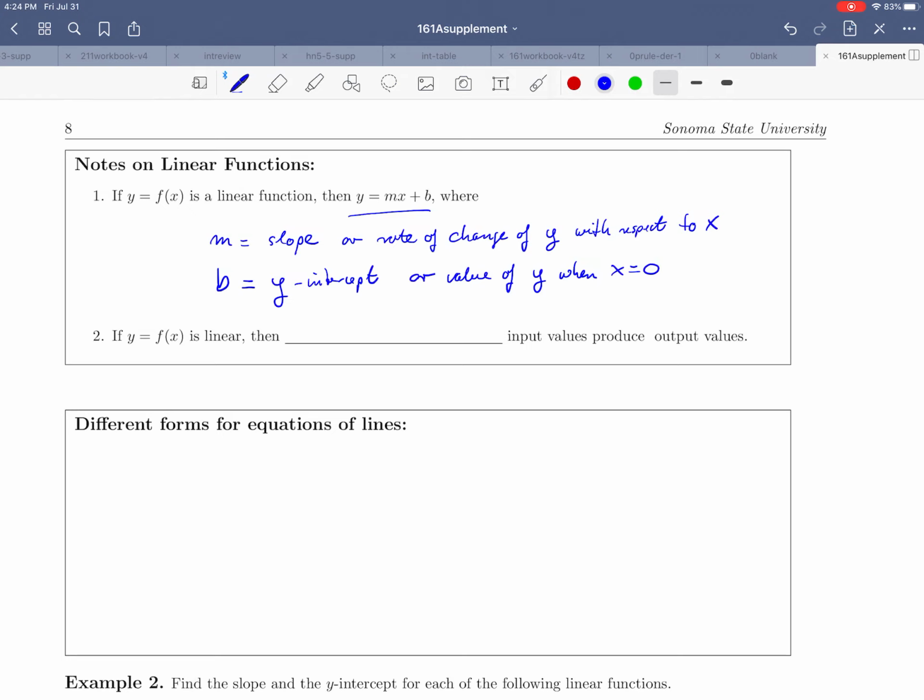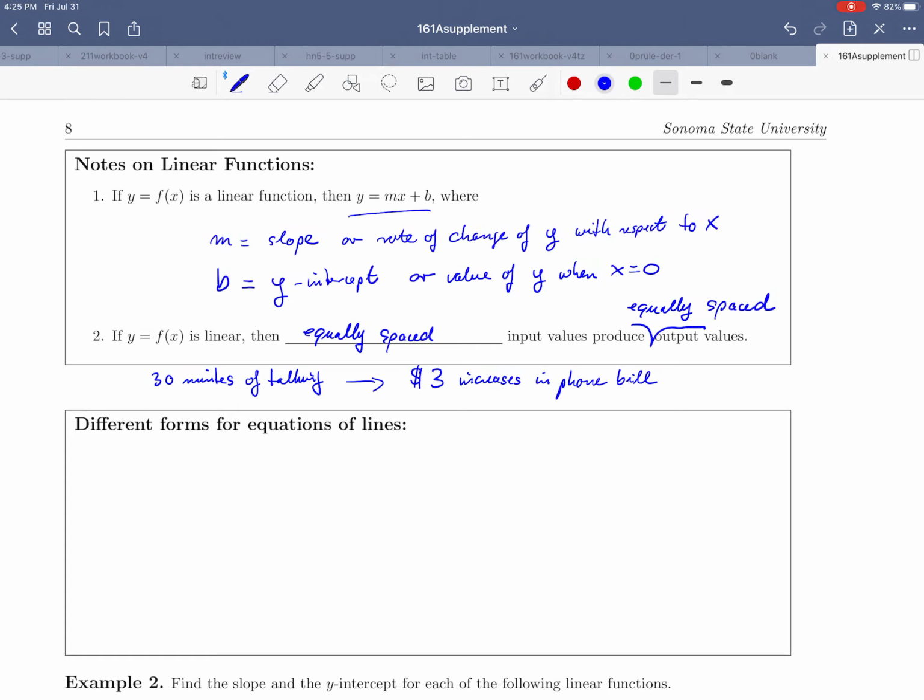If y equals f of x is linear, then equally spaced input values produce equally spaced output values. In our previous example, for every 30 minutes of talking, we had to pay $3 more. So equally spaced 30 minutes of talking led to $3 increases in the phone bill. That's what we mean. So equally spaced, always 30 plus 30 plus 30 plus 30, led to the same increase in our output value, which was the phone bill.